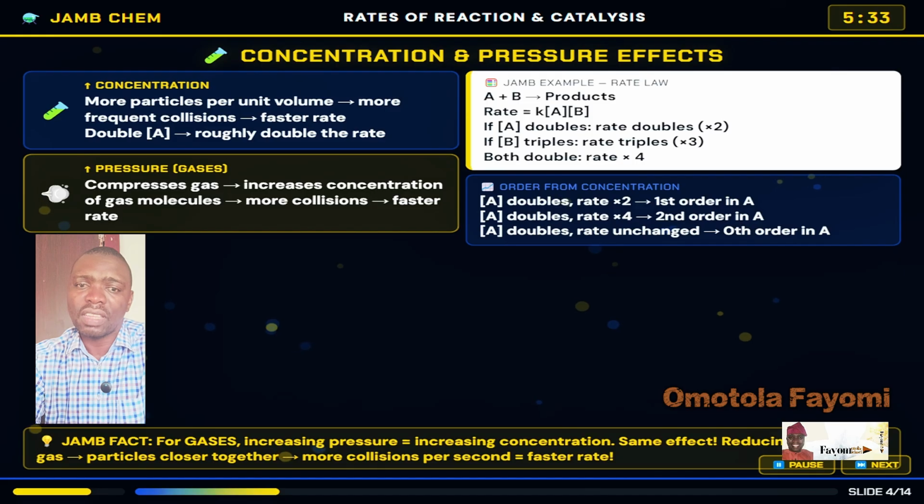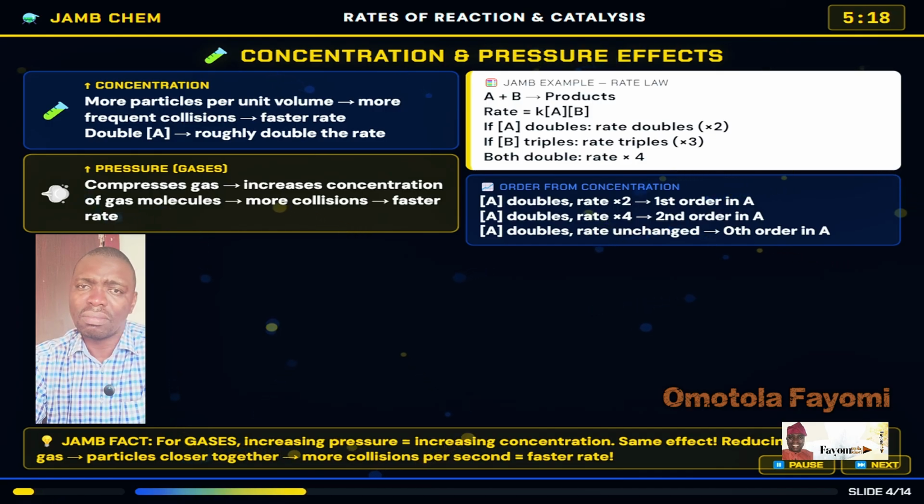First order means the rate is directly proportional to concentration. Second order means rate varies with the square of concentration. Zero order means the rate is completely independent of concentration. These orders must be determined experimentally. You cannot just read them from the balanced equation.